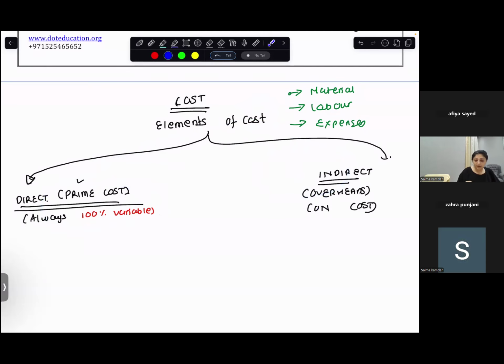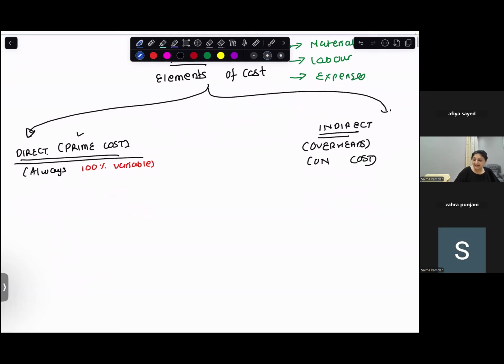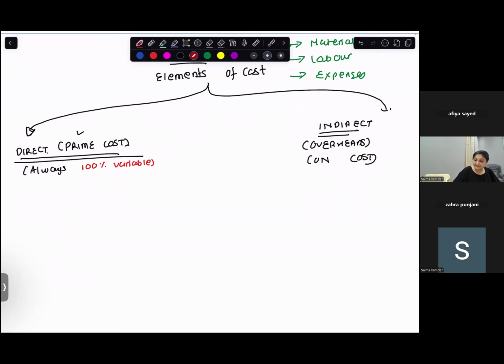When I talk about prime cost, you will write direct material, direct labor, direct expenses, and then you get a prime cost. Are you with me? Now, indirect cost is also called overheads. These overheads are split into three parts. What are the three parts that it is split into? First, it is split into factory overheads.